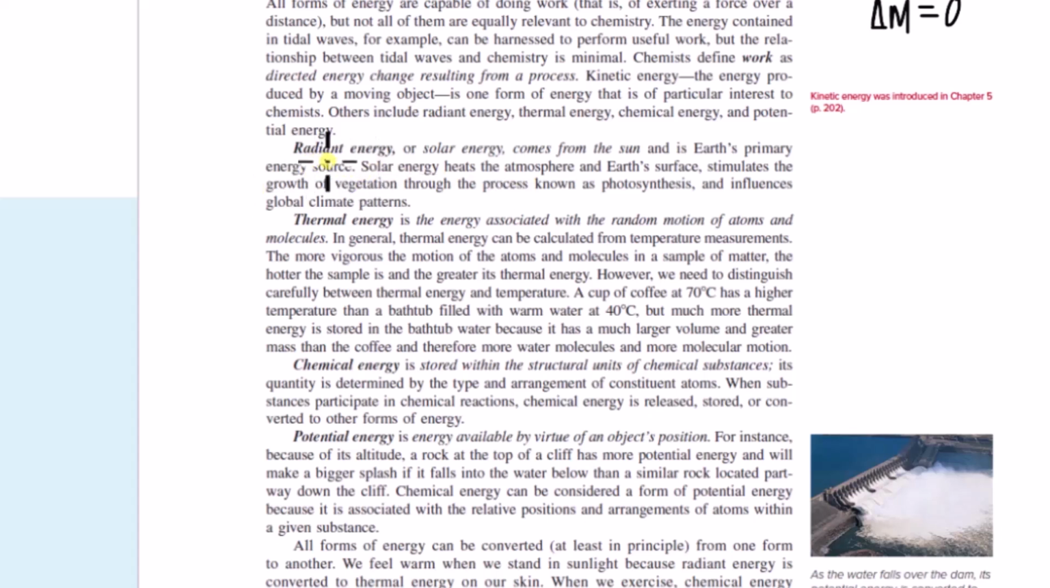Okay, so radiant energy or solar energy comes from the sun and is Earth's primary energy source. Solar energy heats the atmosphere and Earth's surface, stimulates the growth of vegetation through the process known as photosynthesis, and influences global climate patterns. So yeah, radiant energy can be kind of confusing because they're talking about electromagnetic radiation.